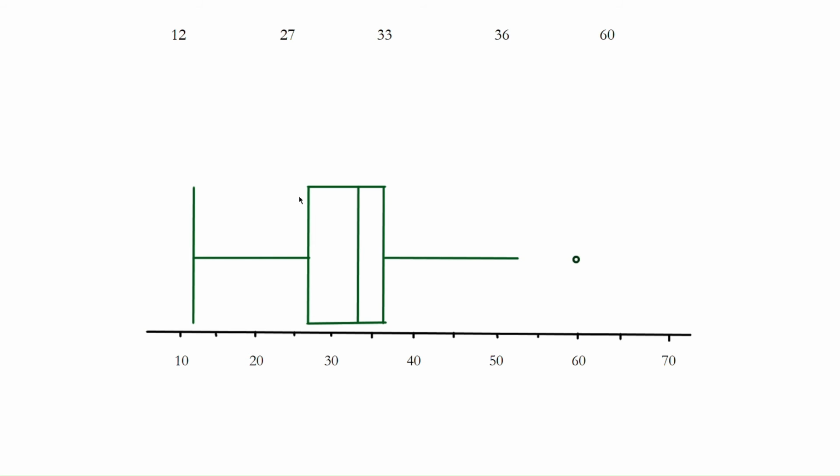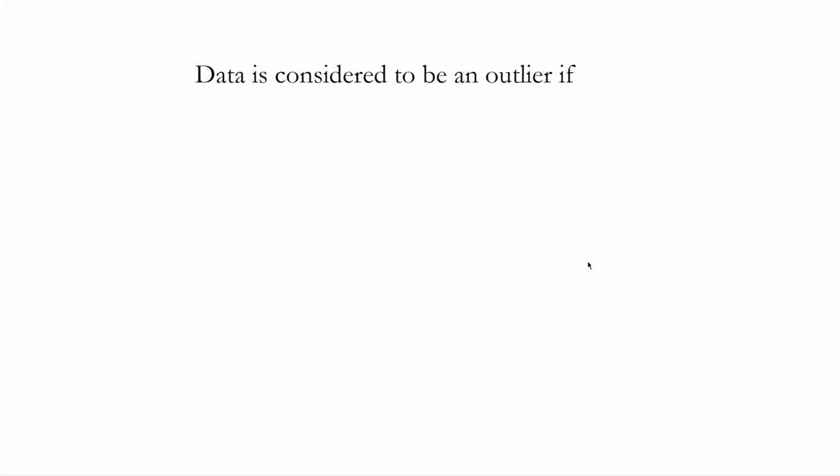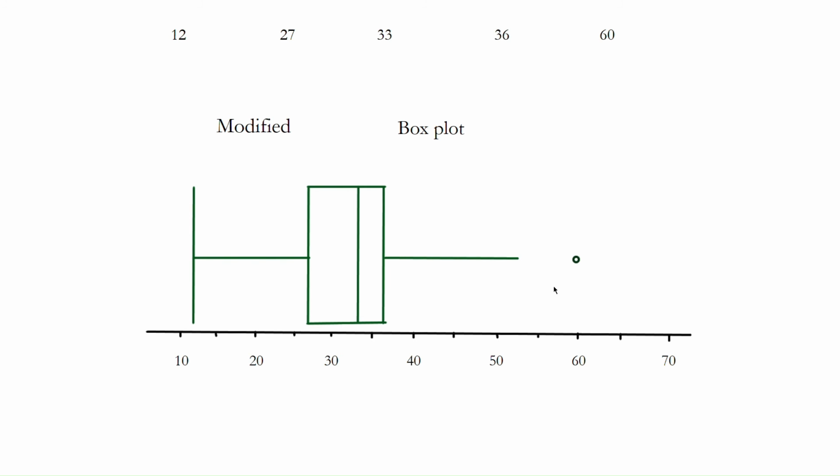So let's take a look at this box plot. You might be thinking, what is this dot over here? First of all, this is called a modified box plot, and this point over here is an outlier. This point shows that this is an outlier. An outlier is a number that's very big, too big, bigger than the data set. This point right here is an outlier.